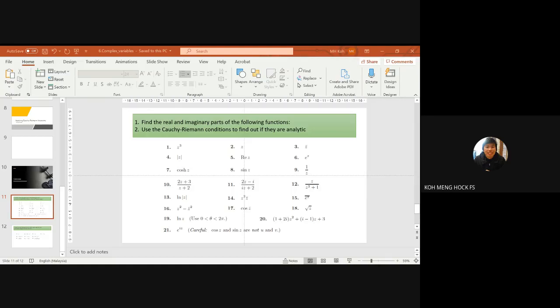So how is the progress? If you have completed number 1, that is z to the power of 3, please go and do number 6 now: e to the power of z. Find the real part and the imaginary part.